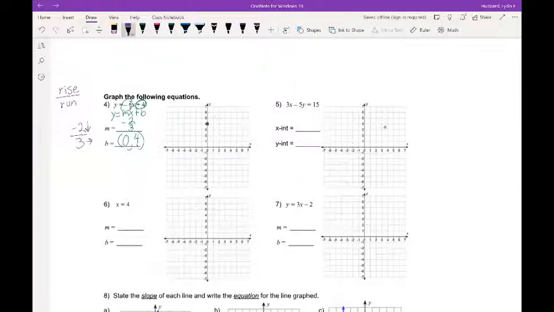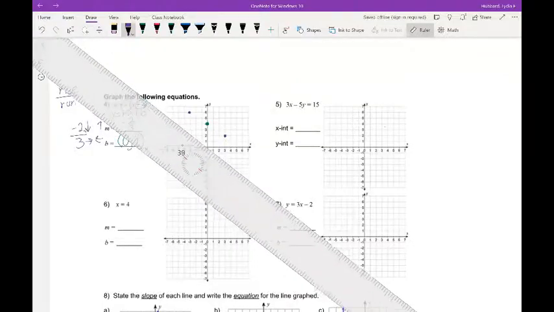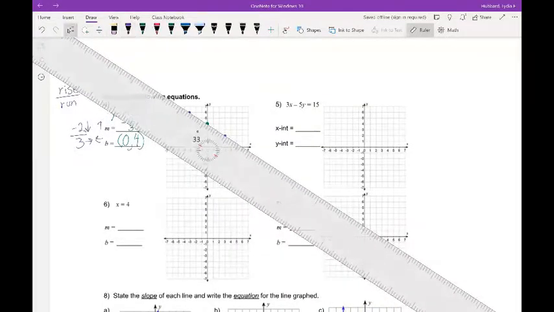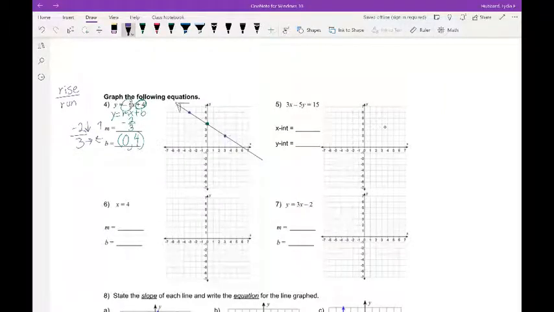So I can go down 2 and to the right 3, plot another point there, and that'll be enough for my line. But I also want to mention that if we flip both of these arrows, we could also go up and to the left, and we would get the same line. So up 2 and to the left 3, and our line would still continue on with the same slope. So from here, we're just going to connect our dots, and our equation is done.